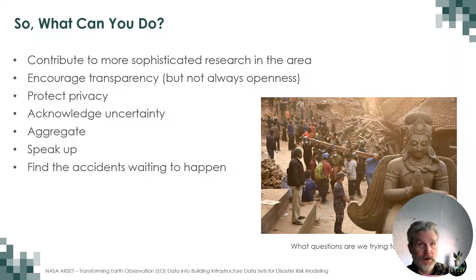You've got to protect people's privacy. You don't want any personal identifiable information out there, and you don't want to insinuate that you understand buildings at the building level when you, in fact, have not put the effort into understanding them. Acknowledge the uncertainty, and if your data sets are too uncertain, aggregate them up for the analysis or after the analysis has been done. Speak up about the limitations and the issues and how this data is being used at your organizations. And really, I think, focus on the questions that you're trying to answer, and that is the needs of the people that we're ultimately all trying to help protect and make more resilient. And that is largely often to find the accidents waiting to happen.